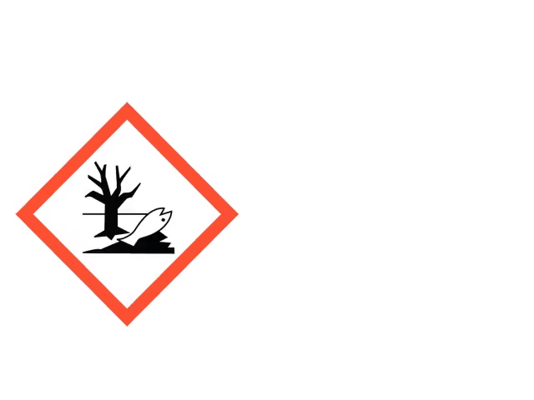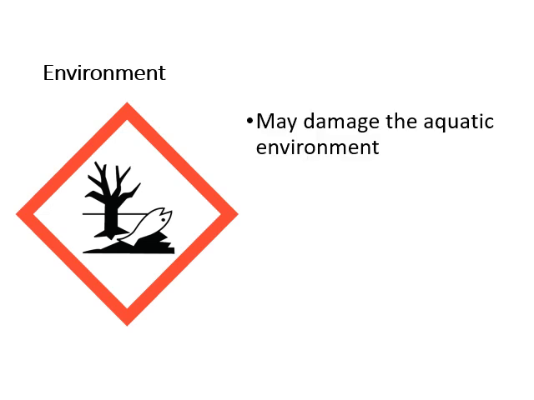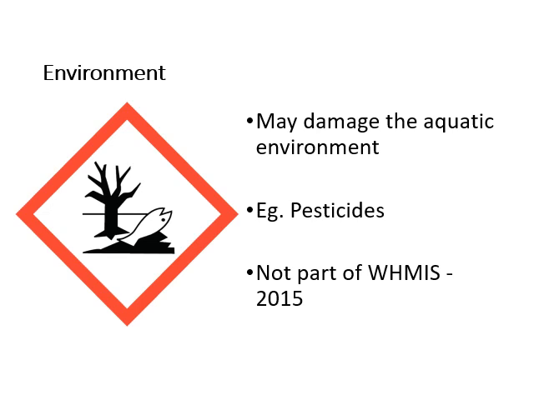Okay, so the next one here is our environment one. This is showing you like a fish upside down in a dead tree. This means that it can cause damage to the aquatic environment. So for example, something like pesticides. Now in Canada, we don't include this as part of WHMIS 2015, but you will see it on some containers. But it's just so that you know, if you go to another country in Europe and then you see this on the containers, you know that this is something that could be a problem for aquatic environments, right? But it's not part of WHMIS 2015.